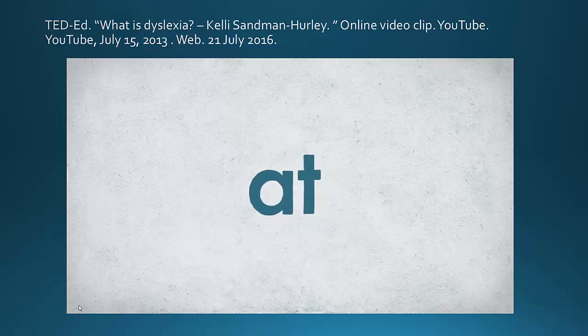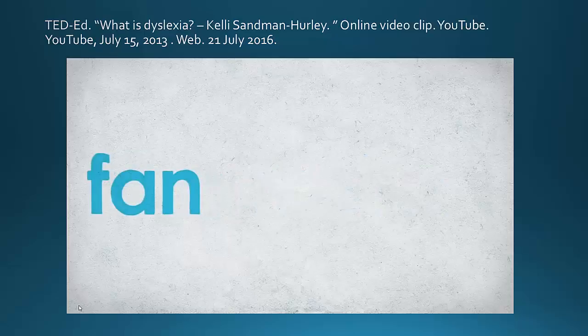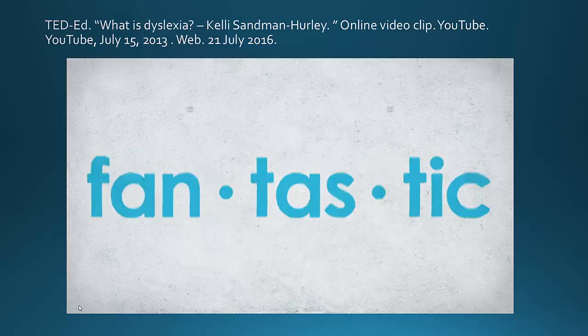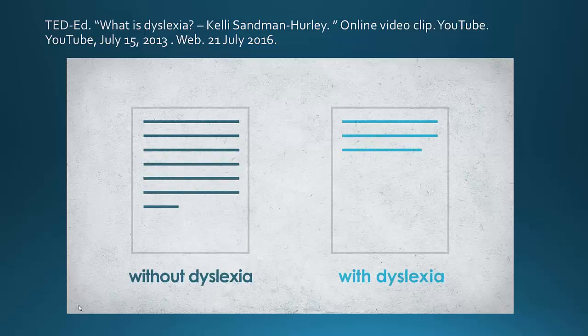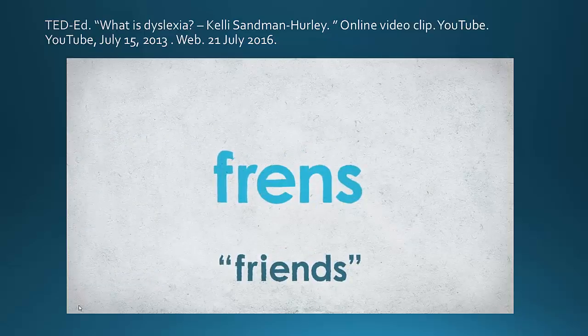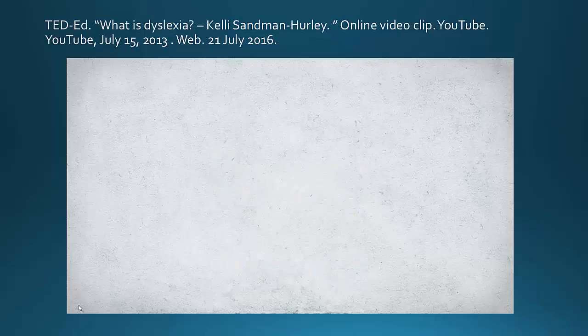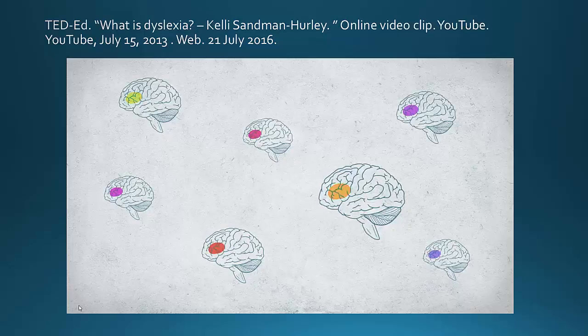Given a word in isolation like fantastic, students with dyslexia need to break the word into parts to read it. Fan, tas, tick. Time spent decoding makes it hard to keep up with peers and gain sufficient comprehension. Spelling words phonetically like S-T-I-K for stick and F-R-E-N-S for friends is also common. These difficulties are more widespread and varied than commonly imagined.